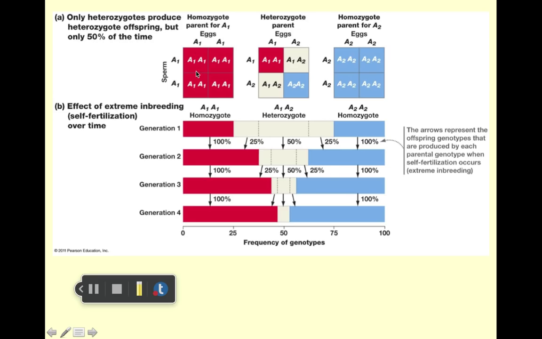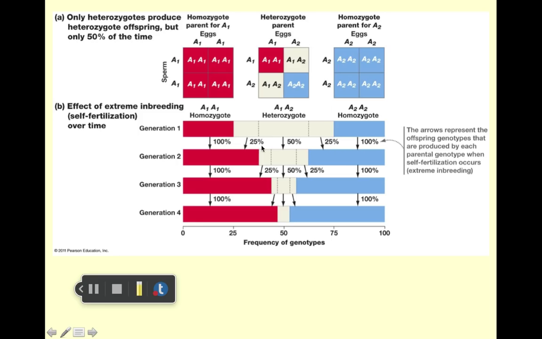So if you're an individual that's homozygous for a particular gene, perhaps homozygous dominant in red, maybe homozygous recessive in blue, if you're homozygous for a particular gene, again, if you self-fertilize, all of your offspring would be homozygous, right? What if you're an individual who is heterozygous for a particular gene? Well, what you can see is, yes, on average, you're going to produce some homozygote offspring, some heterozygote offspring, but you're more likely to produce more homozygotes over time than you would heterozygotes.